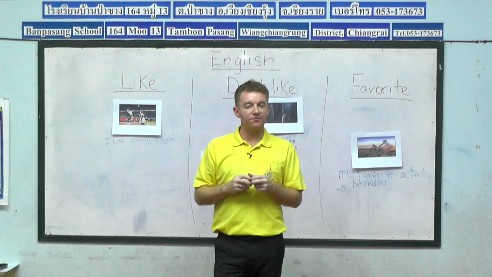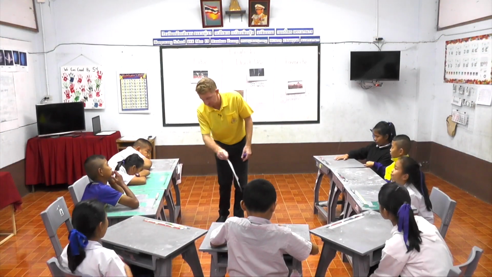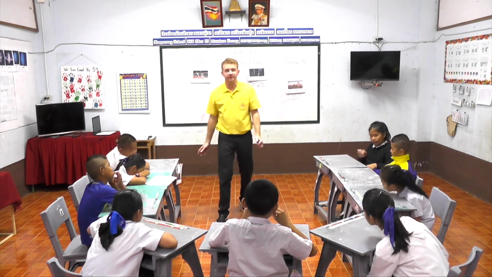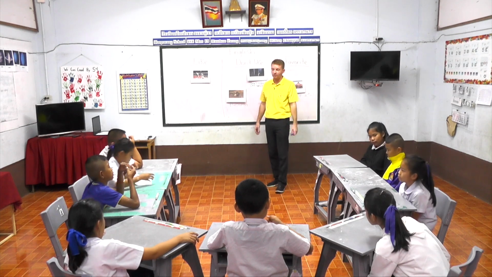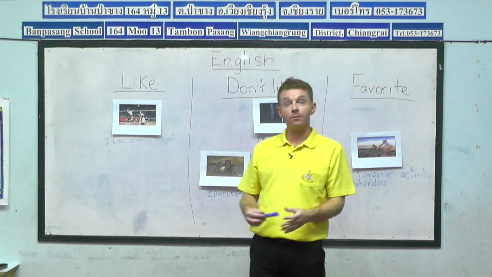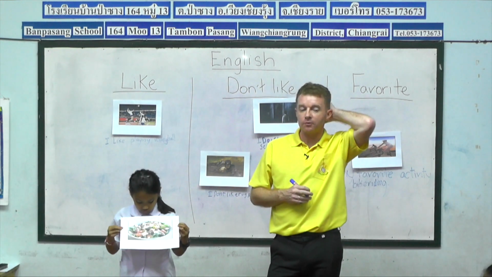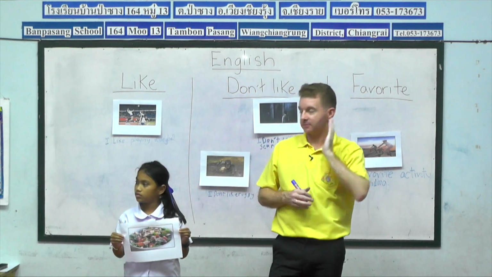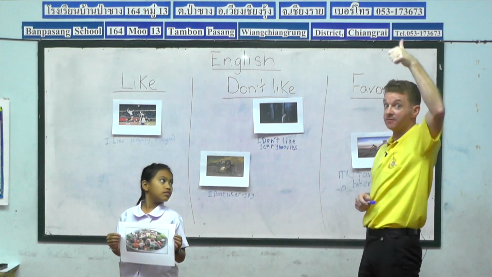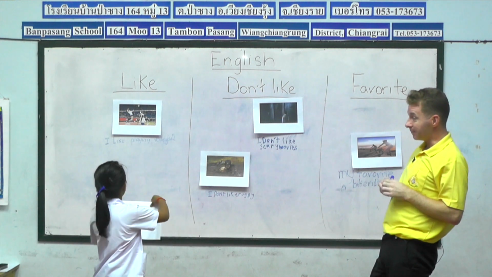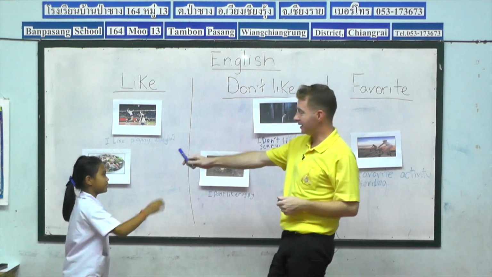So let's do one more together. Let's see who can go next. The next flashcard is with Pak Bung. So Pak Bung, bring your flashcard to the front of class. And let's see what's on Pak Bung's flashcard. Okay, we have a type of food. Does anybody remember the food? Salad. So I wonder if Pak Bung will like, don't like, or favourite. And Pak Bung is going for like. Okay. So there you go, Pak Bung.